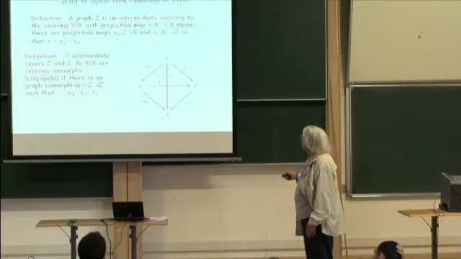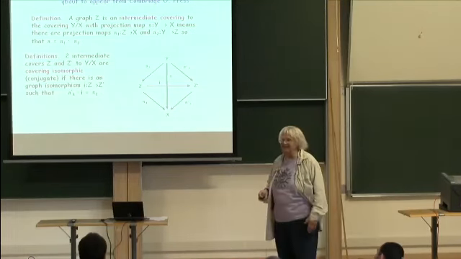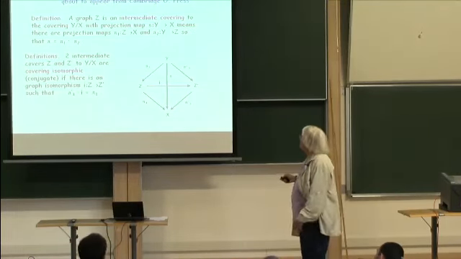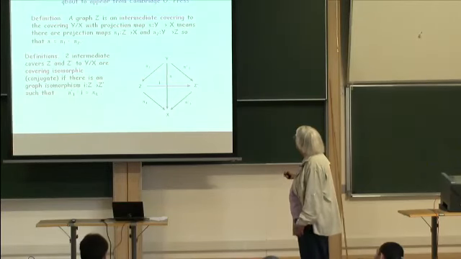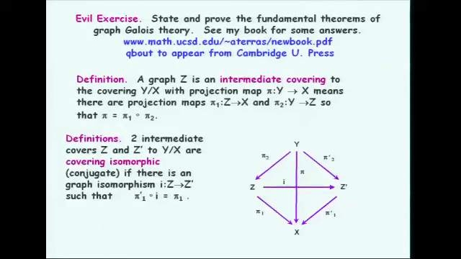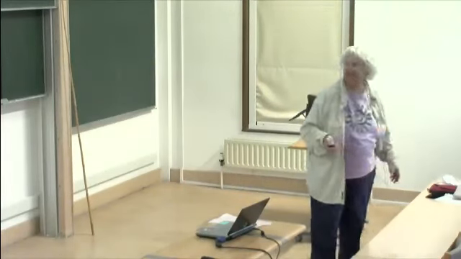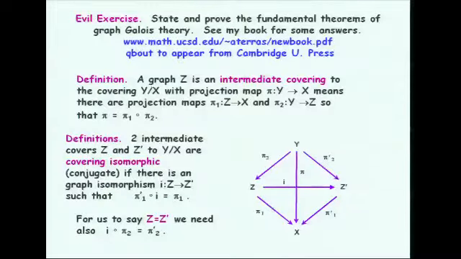And then you have to define what you mean by when two intermediate coverings are equal. So you first do covering isomorphic, meaning that Z and Z prime are covering isomorphic if there's a graph isomorphism from Z to Z prime that preserves this triangle here. So in other words, I composed with pi 2 is equal to pi 2 prime. And you have to say that not only that, but the lower triangle gets preserved by the isomorphism, to call Z equal to Z prime. And then really you can get from one thing to the other by the correct renumbering.